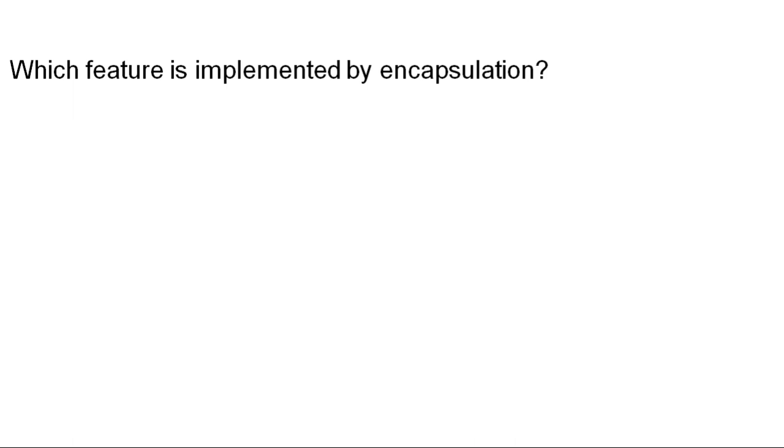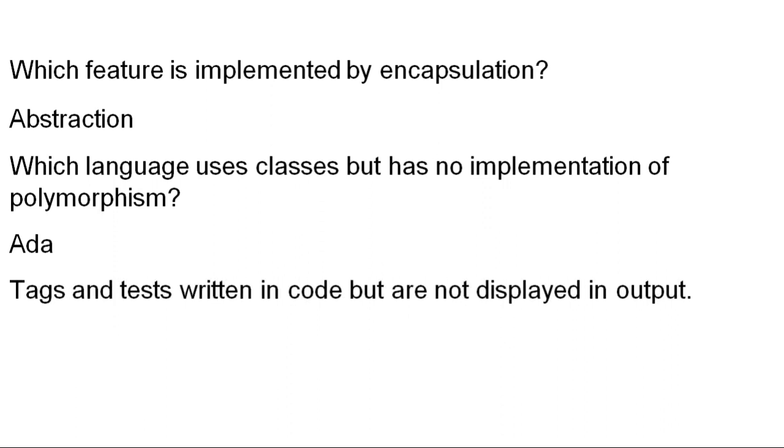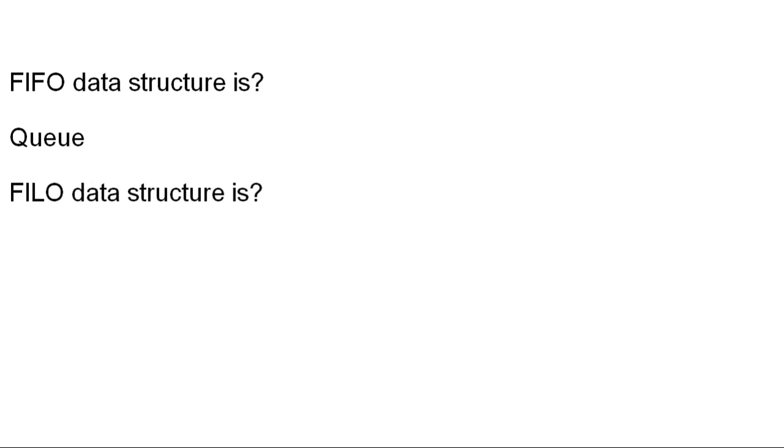Which feature is implemented by encapsulation? Abstraction. Which language uses classes but has no implementation of polymorphism? Ada language. Tags and text written in code but not displayed in output are in the head. FIFO stands for first in, first out, and its data structure is the queue. First in, last out data structure is the stack.